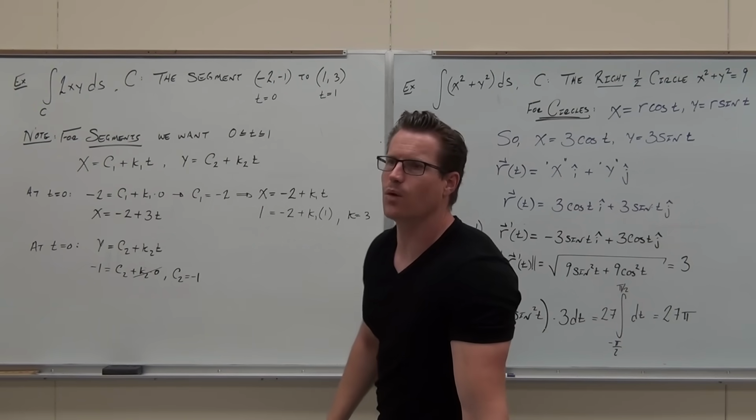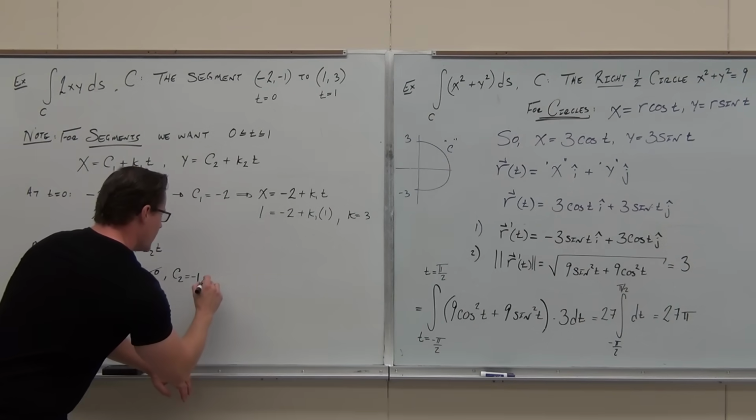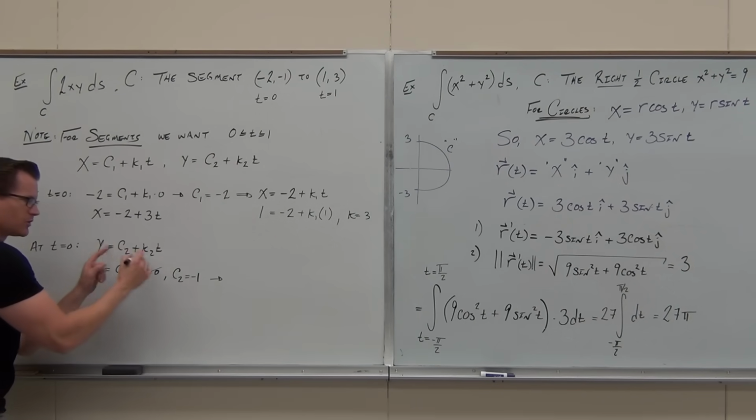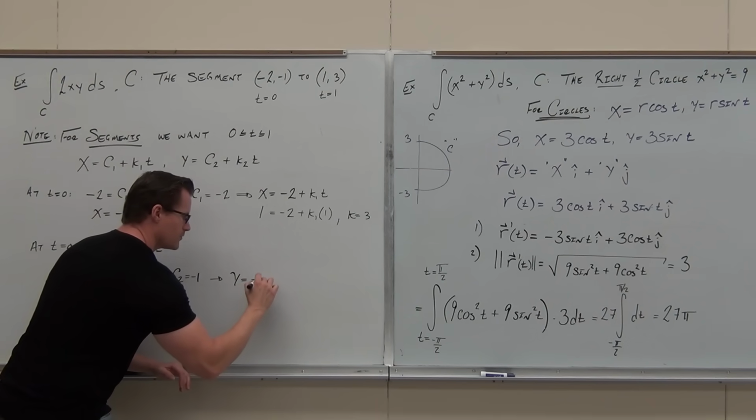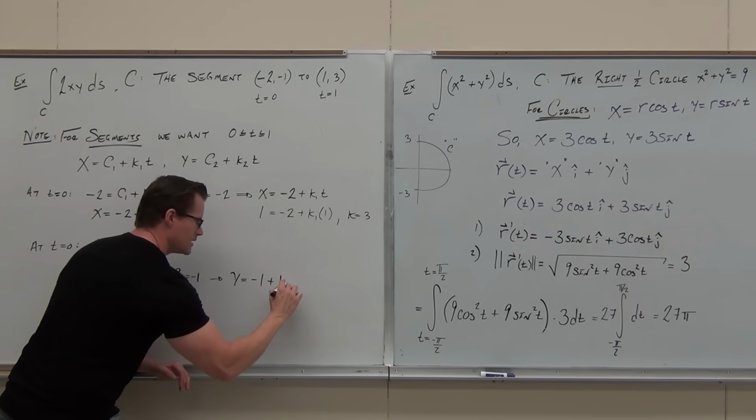So we get... Are we done? No, we're not done. We have this now. You just solved for this. y equals negative 1 plus k2t.